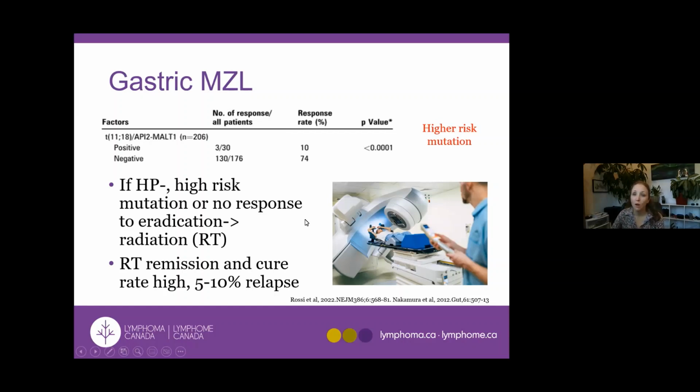So this is called involved site radiotherapy, which is where we just radiate the stomach and some of the lymph nodes that are in very close contact. We know that that's extremely effective. So the remission and cure rate is very high, over 90%, and only 5 to 10% of people will relapse over time. So very, very effective therapy for this lymphoma. And sometimes, again, eradication alone is enough.